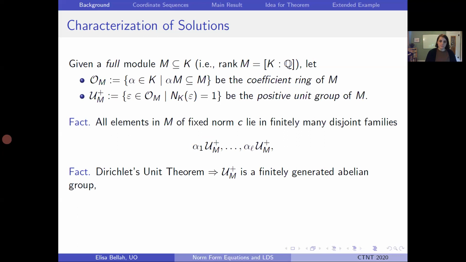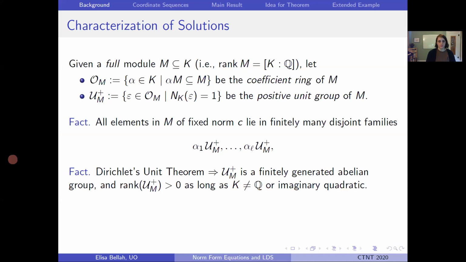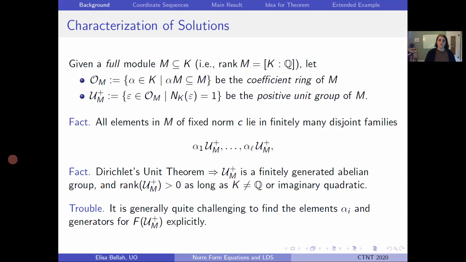You can show that the coefficient ring of a full module is an order in a number field. And so Dirichlet's unit theorem applies here and tells us that the positive unit group is a finitely generated abelian group. Moreover, it has positive rank as long as your number field is not the field of rational numbers or imaginary quadratic. The trouble with this characterization is that it's generally quite challenging to find these elements alpha_i and generators for the free part of the positive unit group explicitly. So if you want explicit information about these solutions, this doesn't quite get you there.